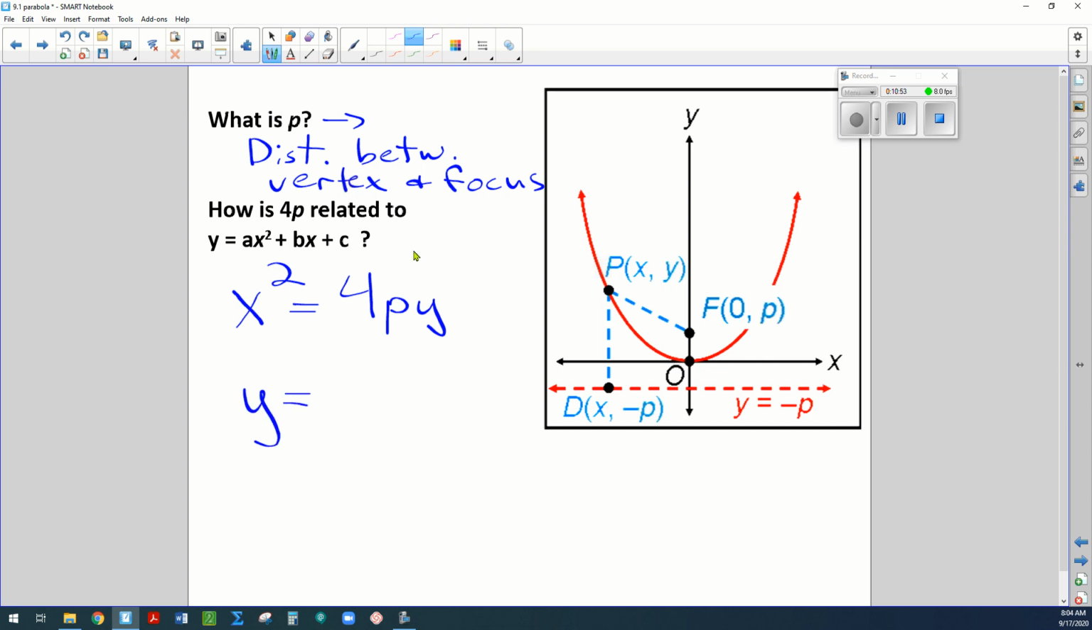So y is going to equal, dividing both sides by 4p, 1 divided by 4p times x squared. So from our standard form of a quadratic equation that we've seen before, the a value is equal to my new 1 over 4p. So the 4p is going to tell you how wide or narrow your parabola is. So p by itself, how far away the vertex is from the focus, is going to indirectly tell you how wide or narrow your parabola is.